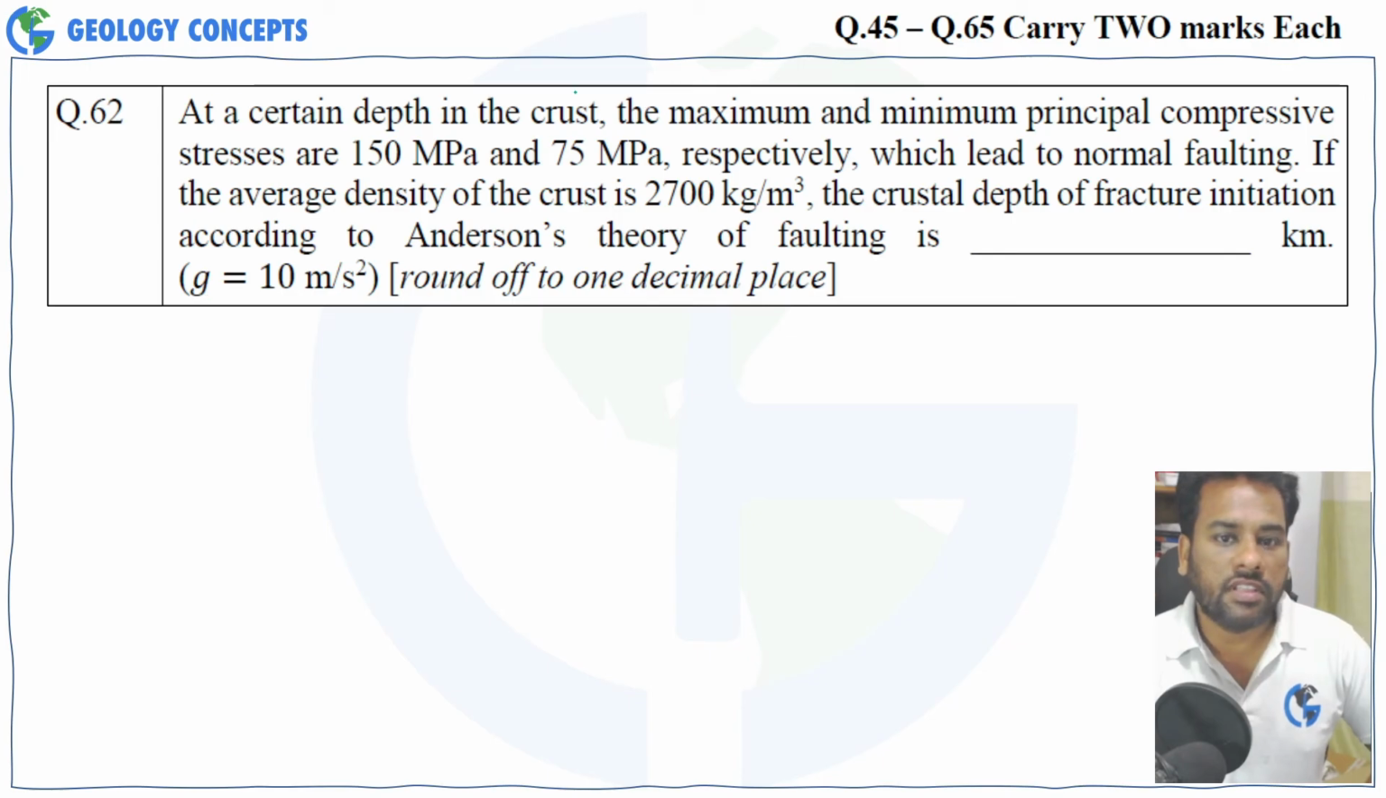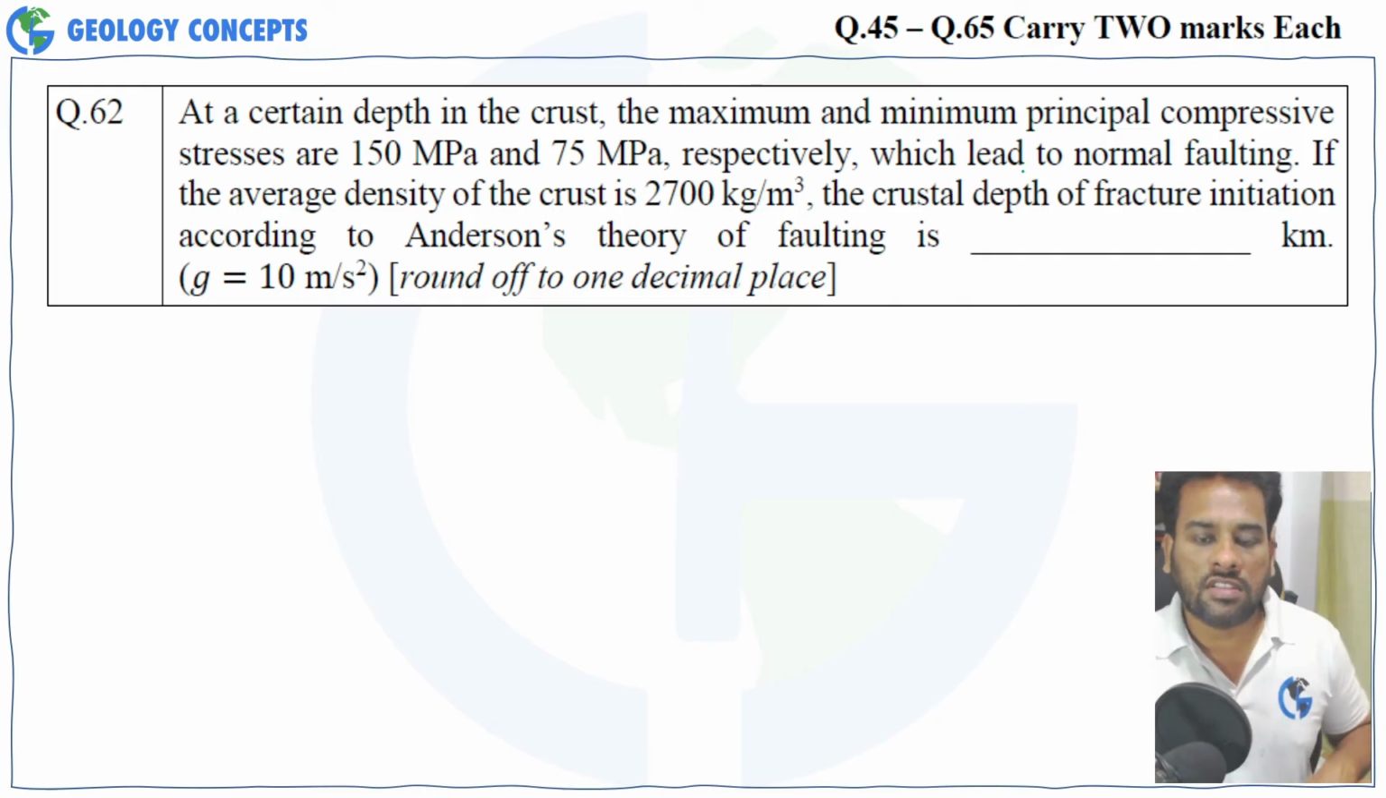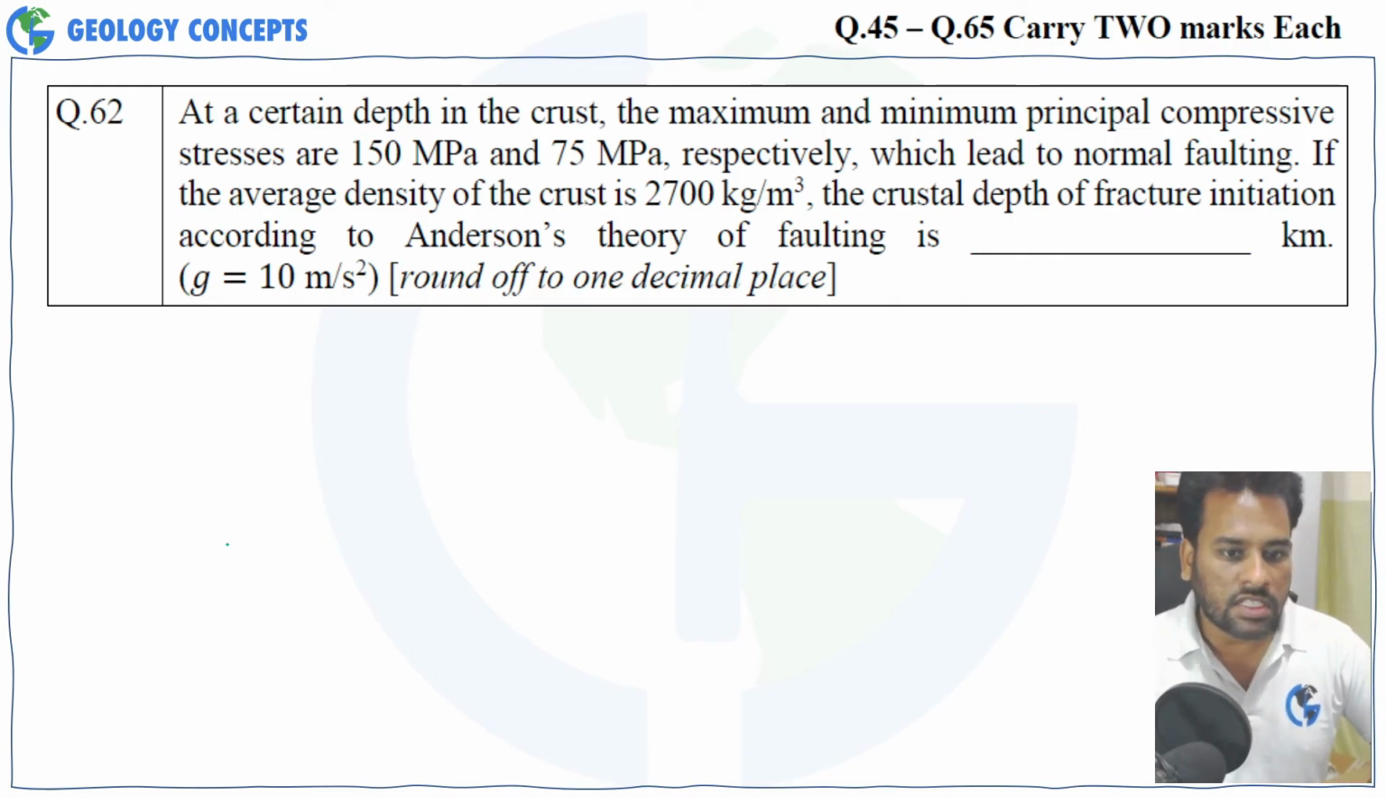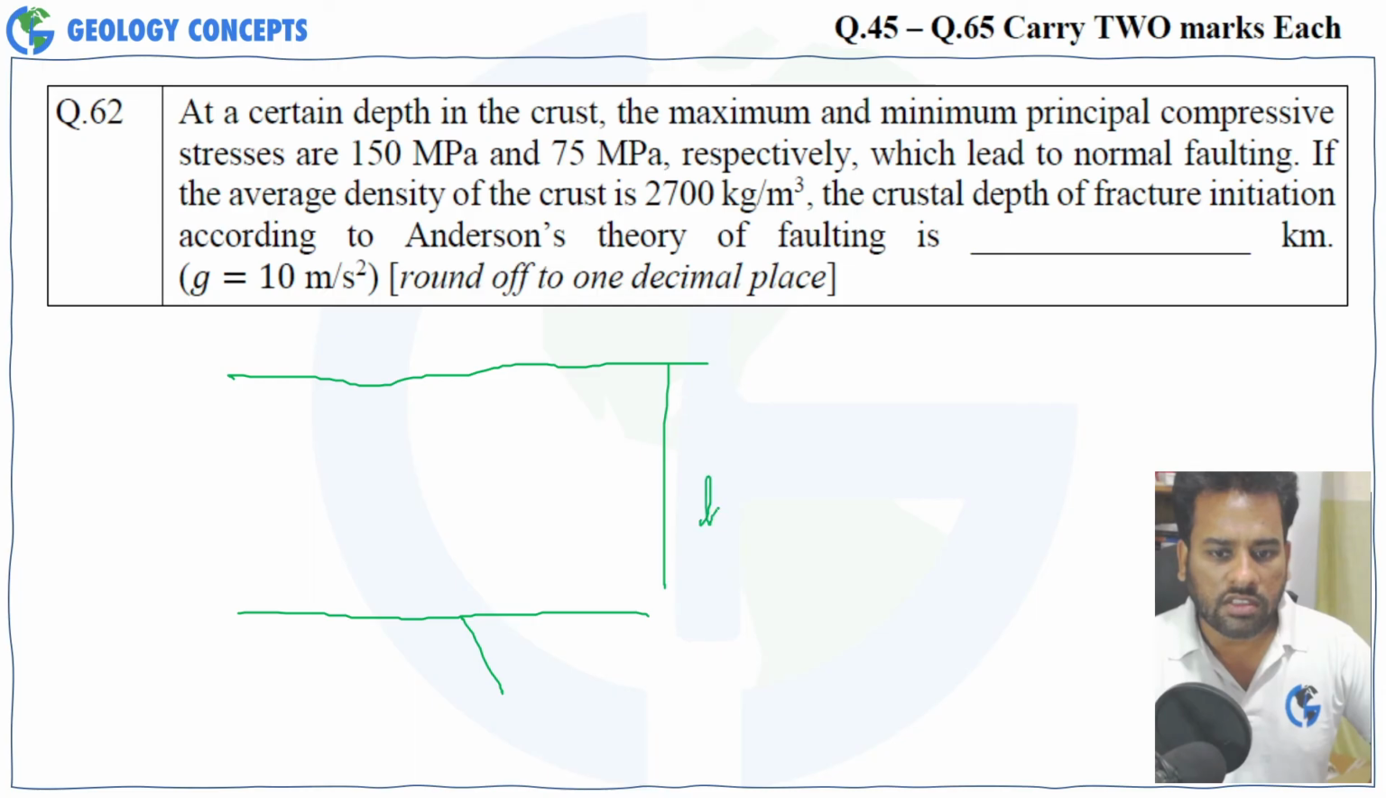At a certain depth in the crust, the maximum and minimum compressive stresses are 150 and 75 megapascals, which led to normal faulting. The average density of the crust is given, and we need the crustal depth. If this is the surface and you are getting a normal fault at a depth of h, then your sigma 1 will be in this direction, and sigma 3 in this direction. Now it says 150 and 75 are the maximum and minimum, so 150 is sigma 1. So at this point the pressure is 150 megapascal.